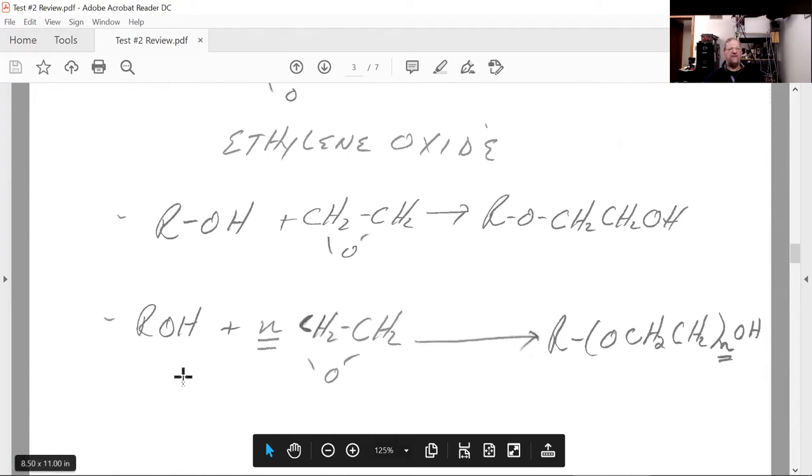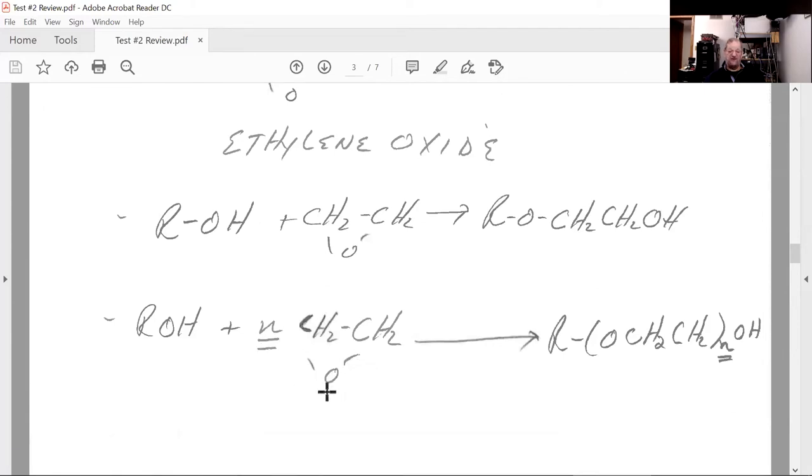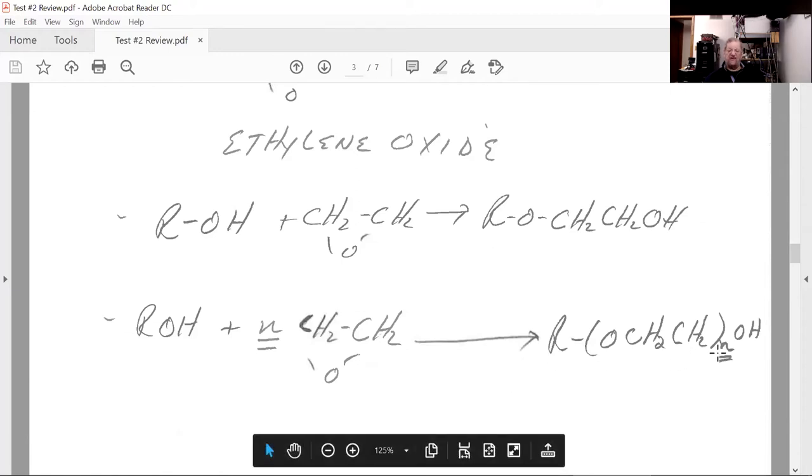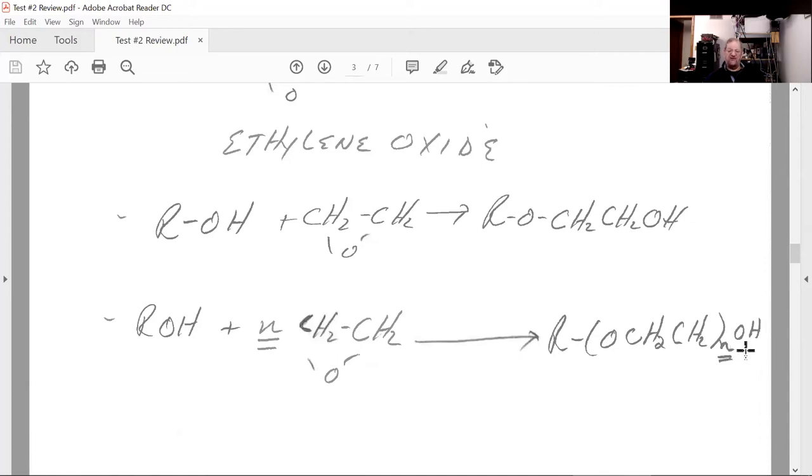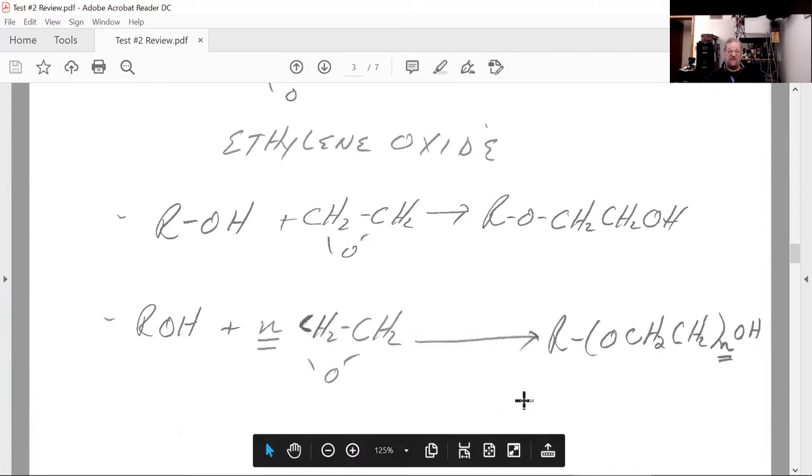Now, if you take an alcohol and react it not with one, but with n moles or molecules of ethylene oxide, you get this polyether alcohol, where the repeating unit OCH2CH2 is repeated n times. Now, a common mistake students make, they put the hydroxyl group inside the bracket. Wrong. Don't do that. The hydroxyl group is outside the bracket here. And this is a polyether alcohol. And we'll talk later when we get into surfactants. This is used in a lot of your personal care. So is this, but more of this, things like your skin lotions and hair conditioners use these types of molecules.